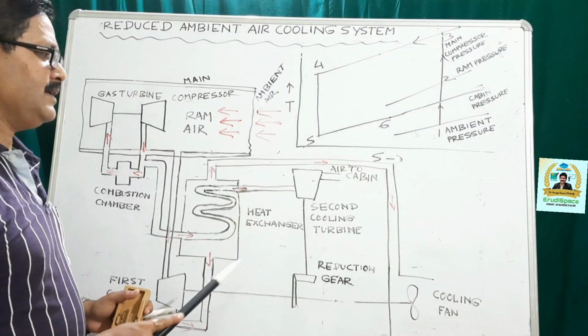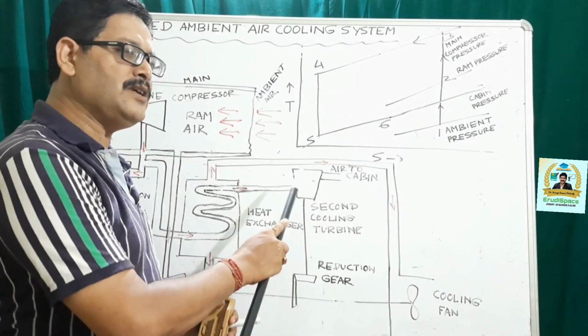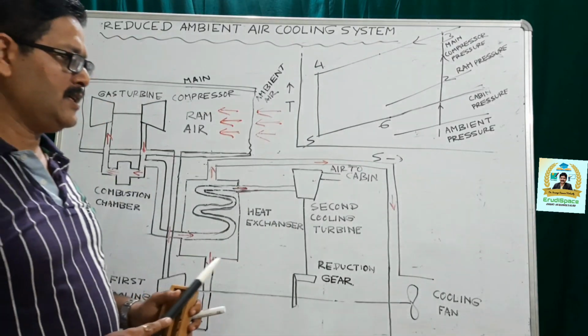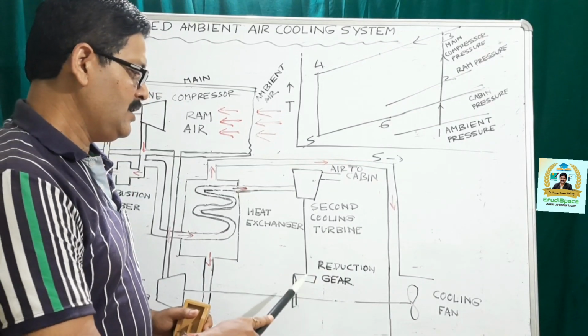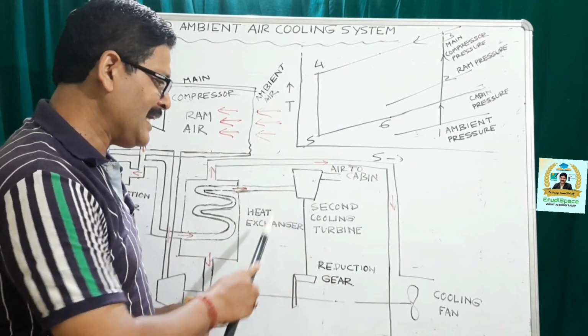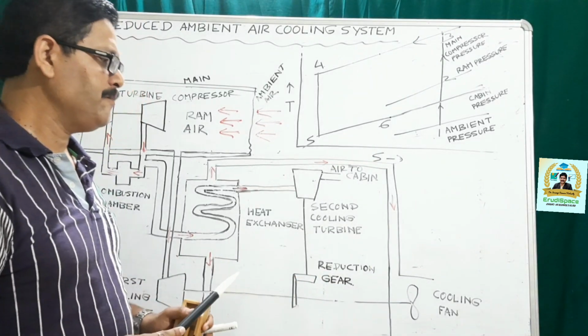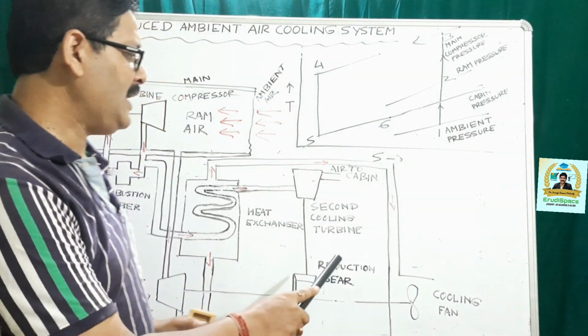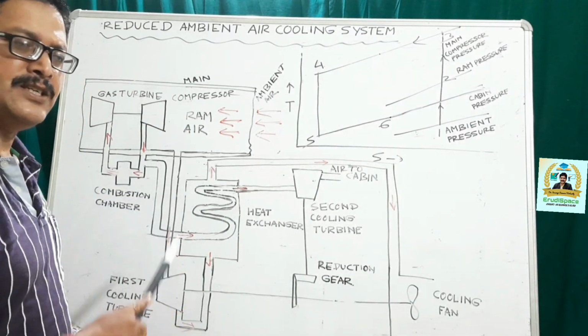The power that is developed is utilized to run the cooling fan and this drives the cooling fan through the reduction gear arrangement, and the cooling fan helps in drawing air from the heat exchanger.